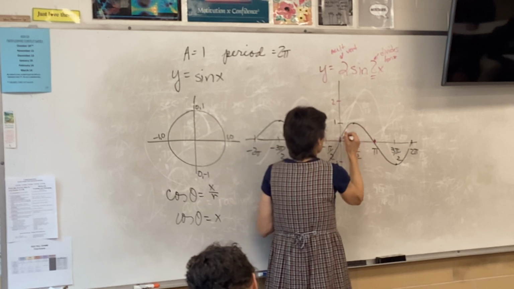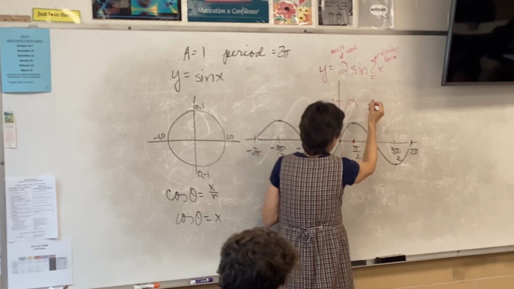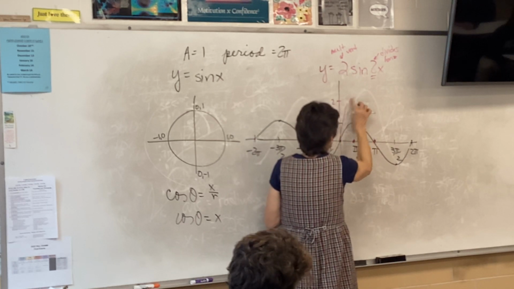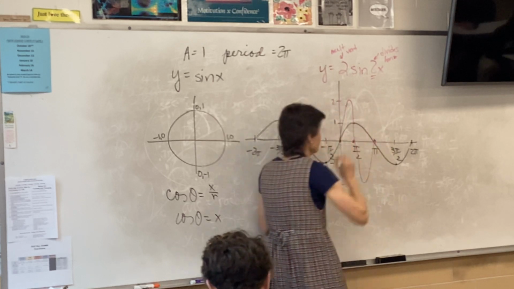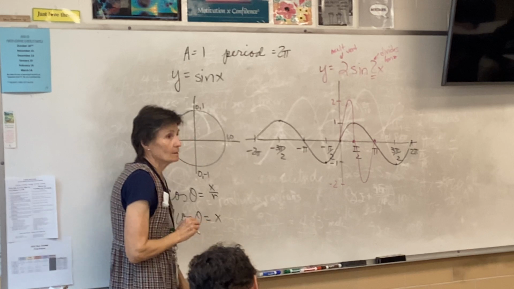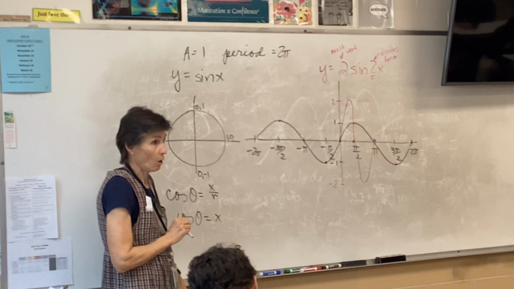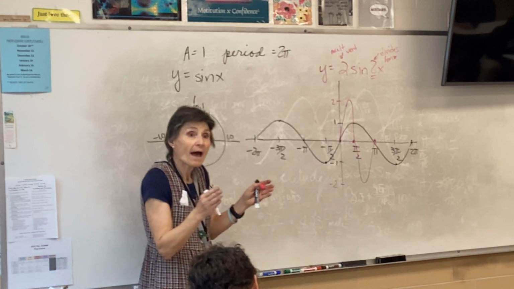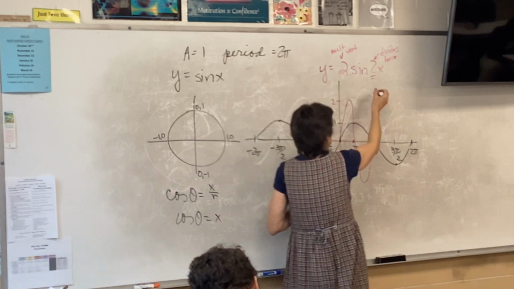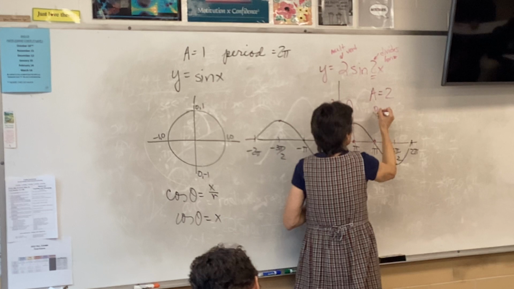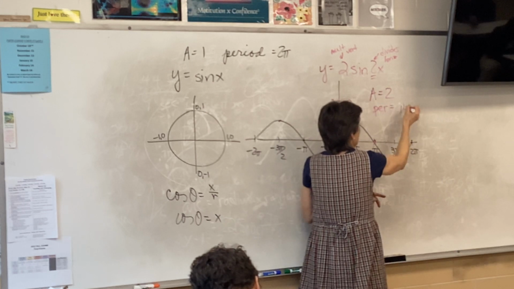So isn't it gonna look like that? It's twice as tall, but half as wide. So this amplitude will be 2, but the period will be pi.